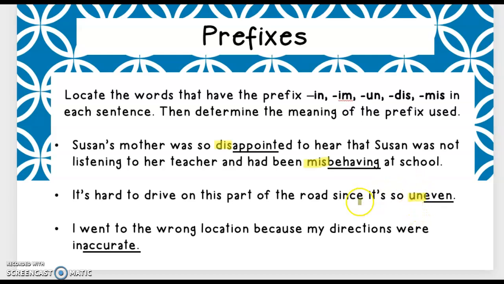I went to the wrong location because my directions were inaccurate. In is the prefix, accurate is the base word, inaccurate means not accurate. In other words, they were not correct.